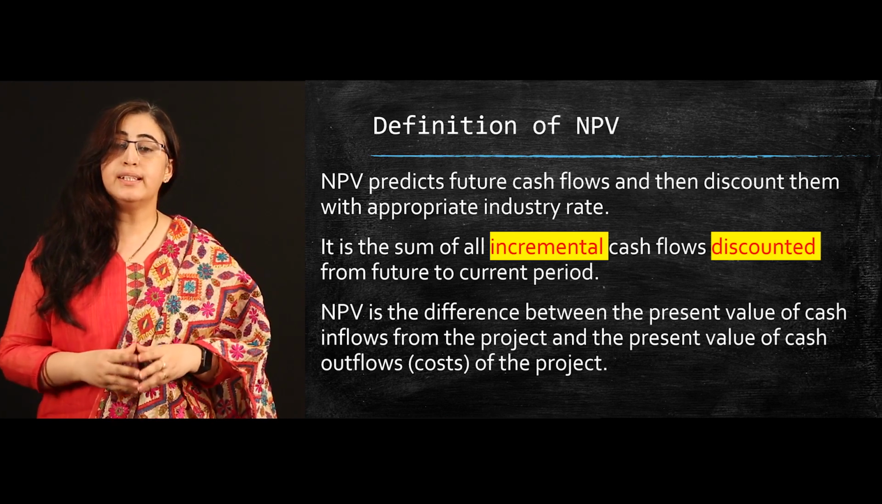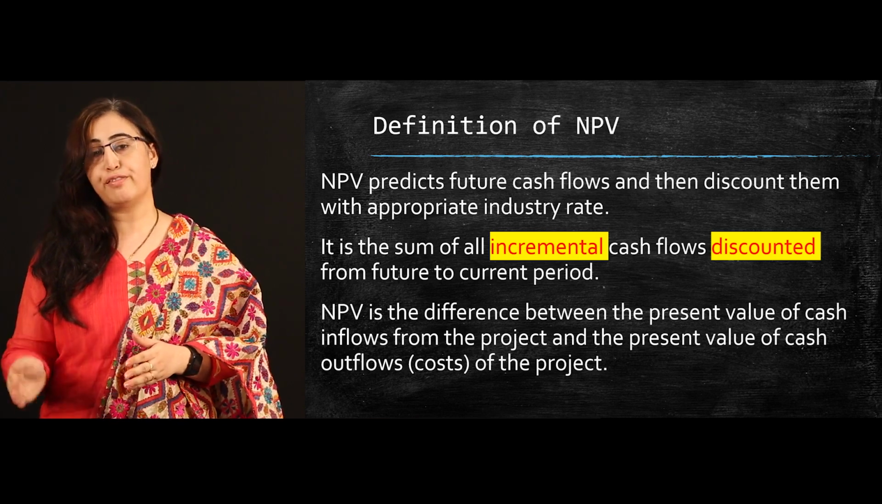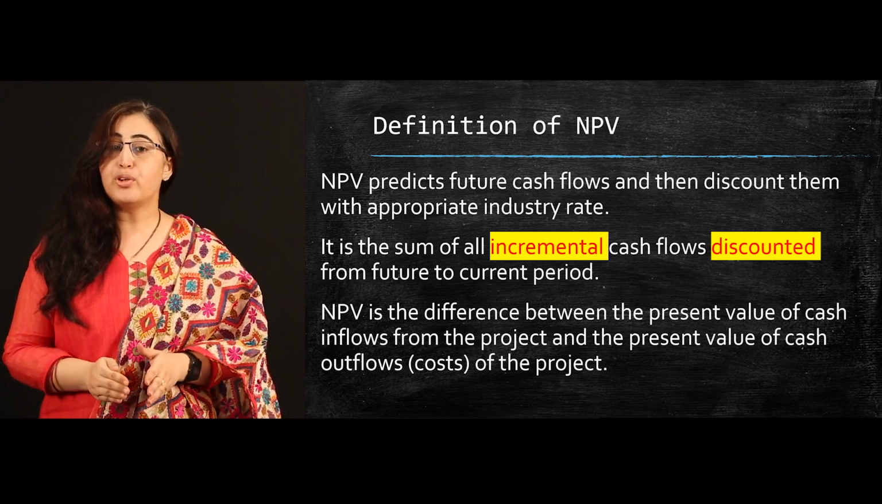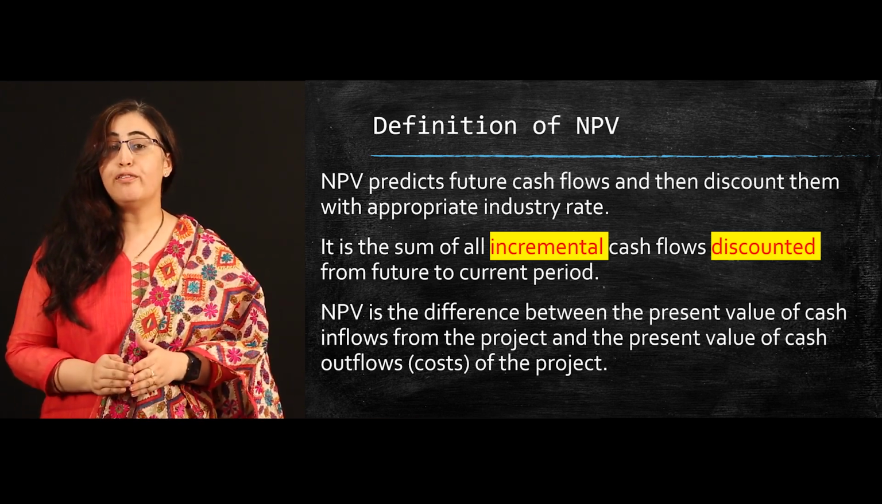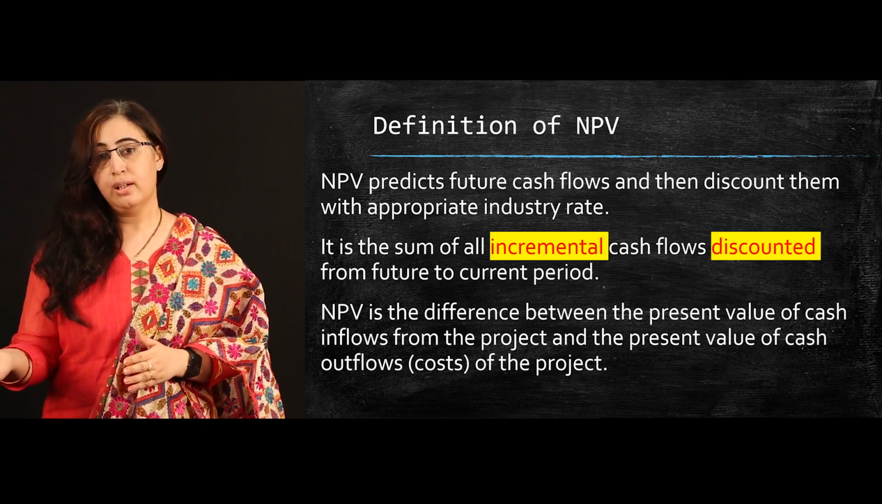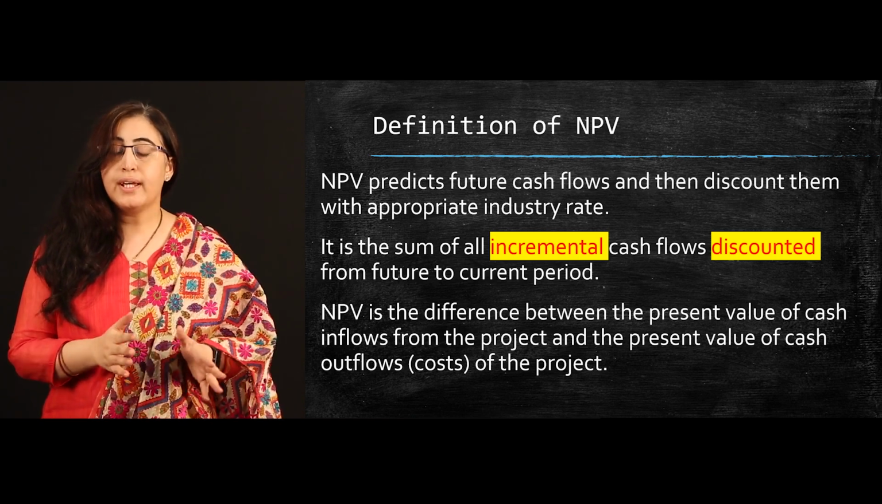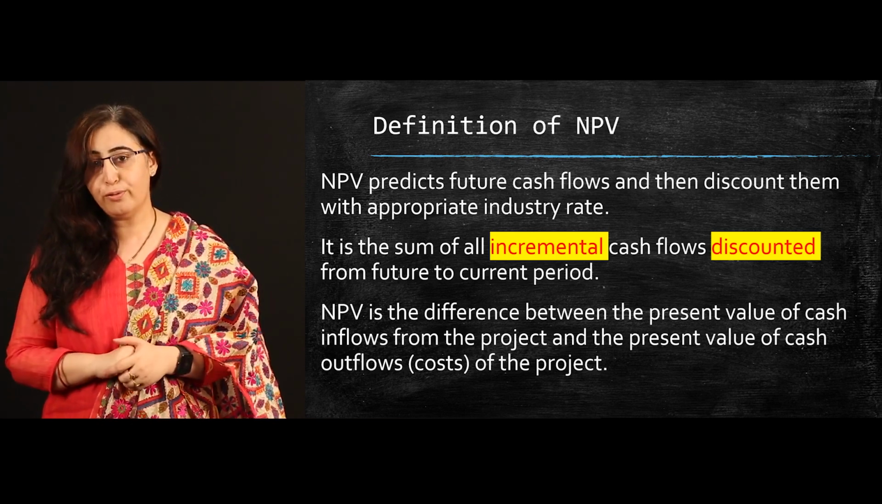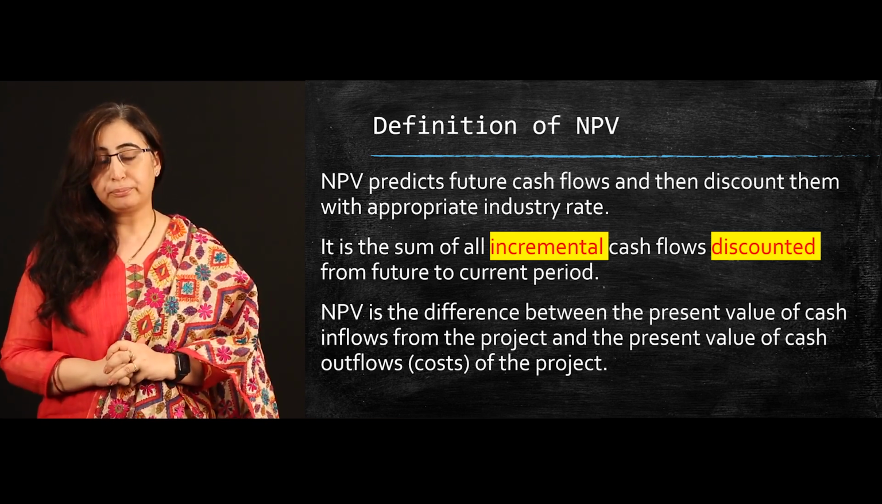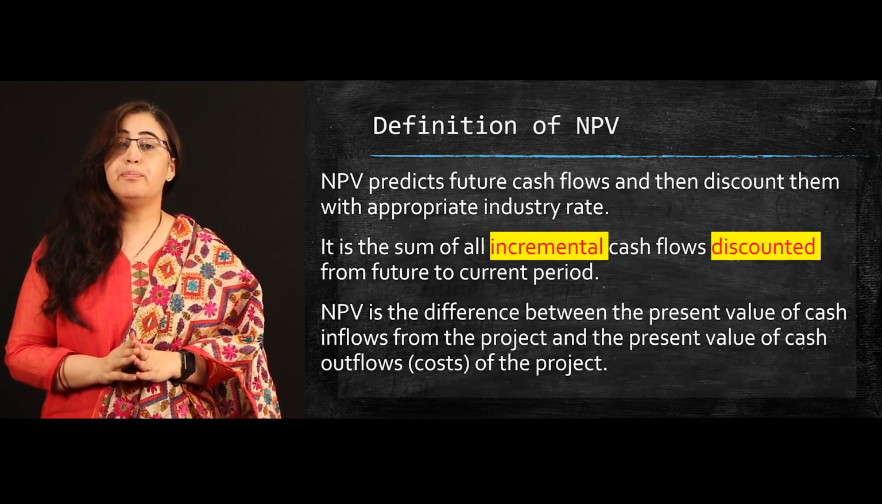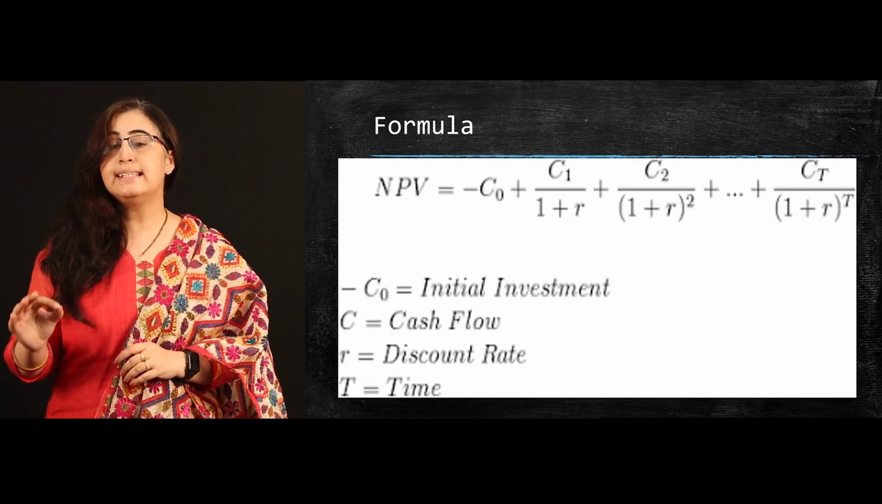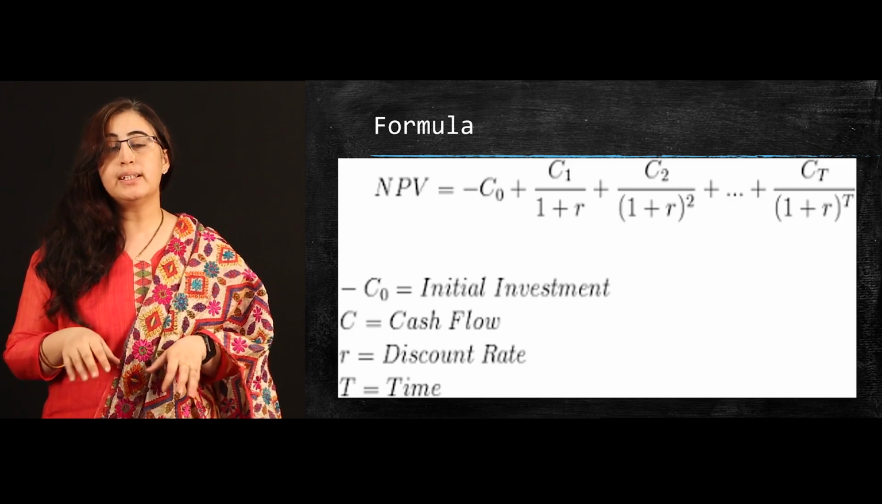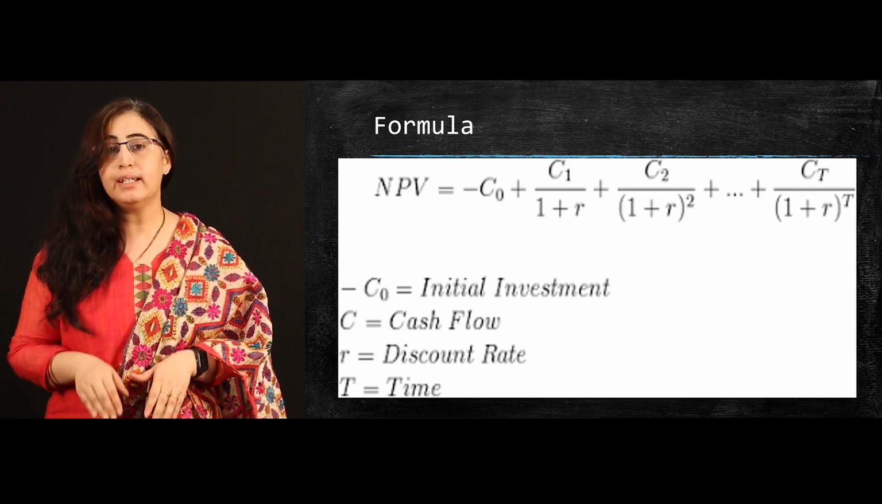NPV is the difference between the present value of cash inflows from the project and the present value of cash outflows of the project. So NPV is present value of inflow minus present value of outflow. Now look at the formula. The formula is NPV equals minus C0. The 0 is because it is present. It is your initial investment.